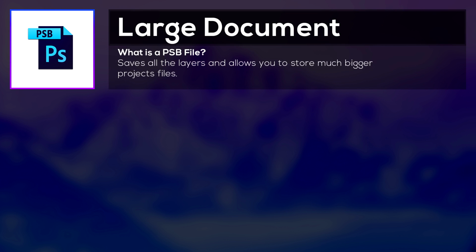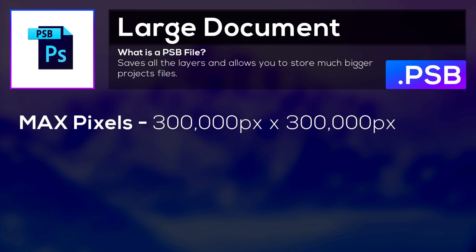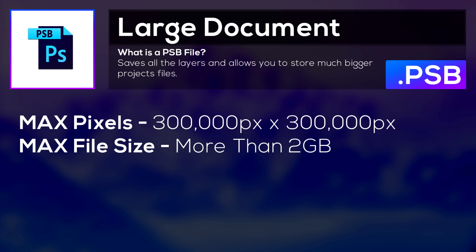You're probably wondering, what exactly should I do if my project is much larger than a PSD file and you can't save it as a PSD? Well, that's when you go on to PSB. This is for large document format. And this will allow you to have 300,000 pixels times 300,000 pixels. The file format can be much larger than 2 GB.